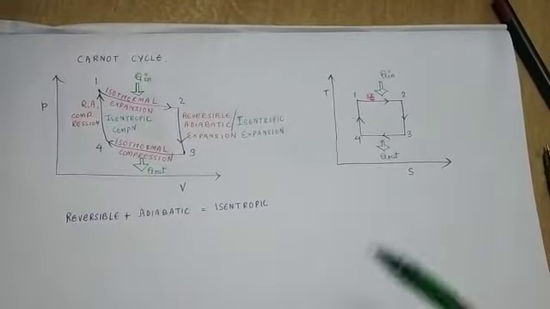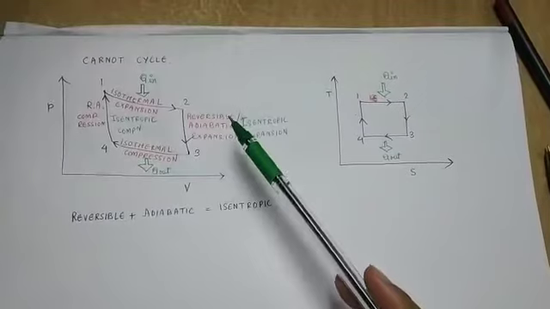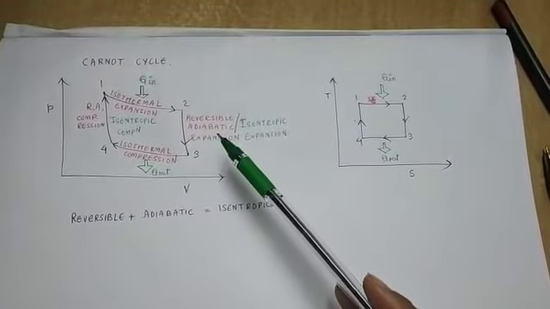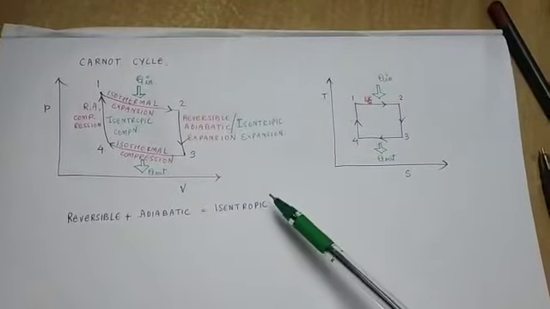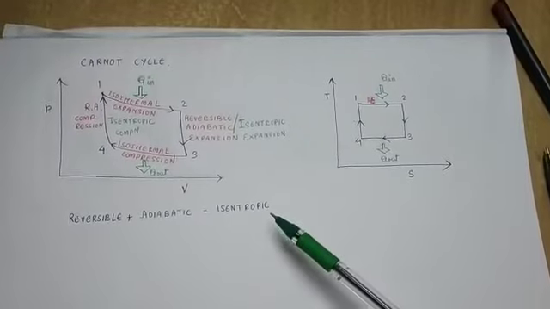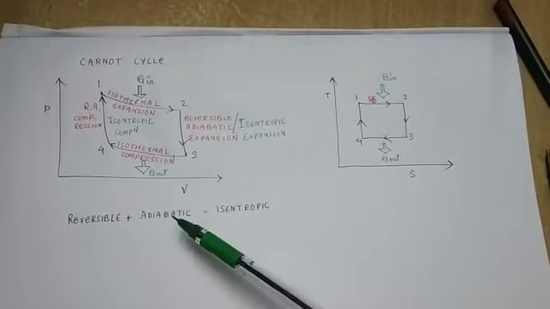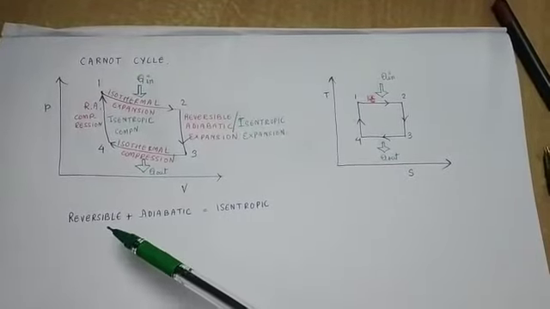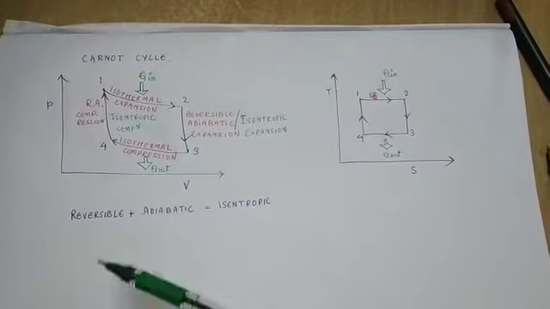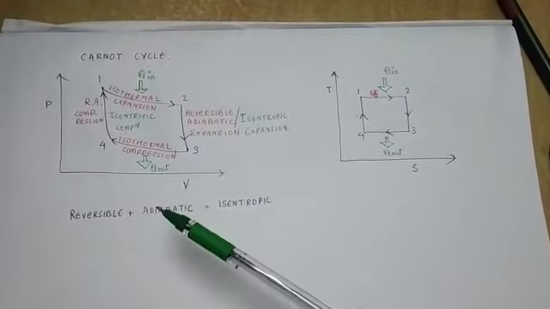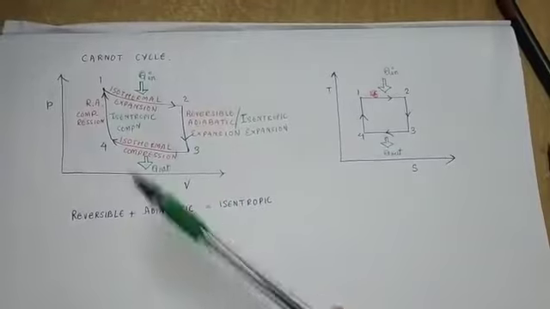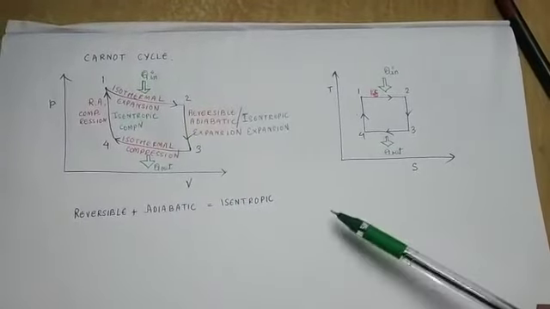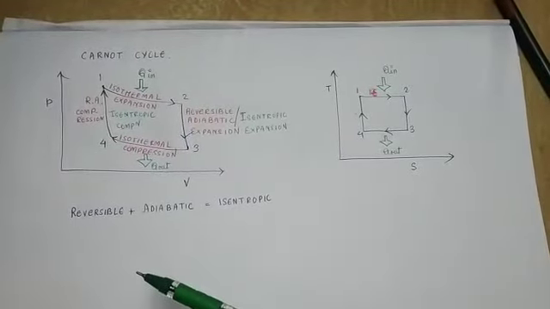Now you can notice that instead of calling it reversible adiabatic, we can also call it isentropic, because isentropic means nothing but a process which is adiabatic as well as reversible. And if you remember, the first important point about the Carnot cycle was that the entire cycle is reversible. So anyways, this is the PV diagram for it.